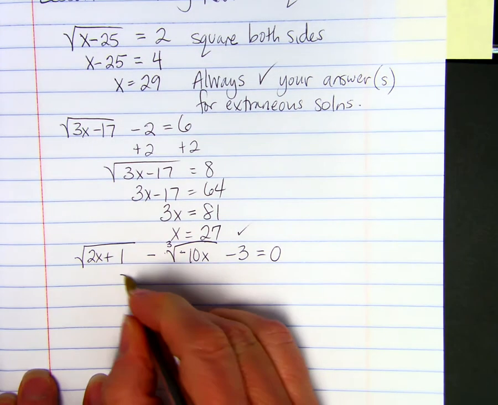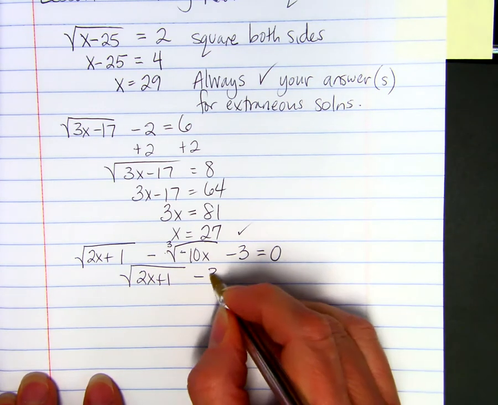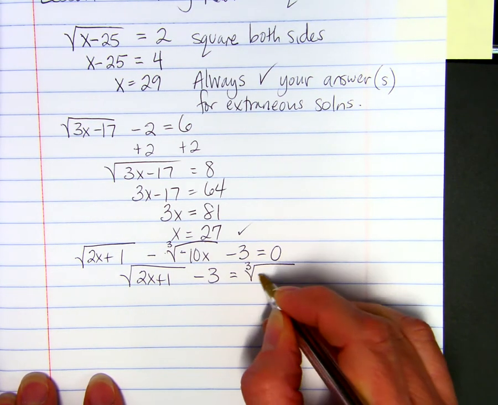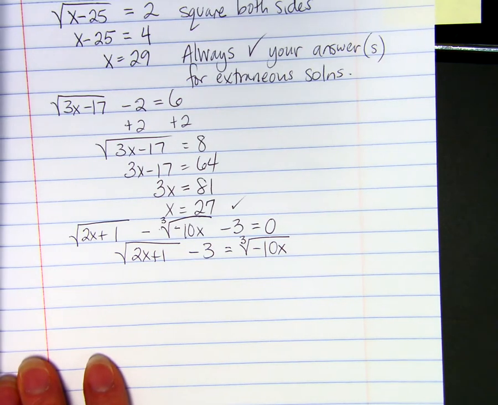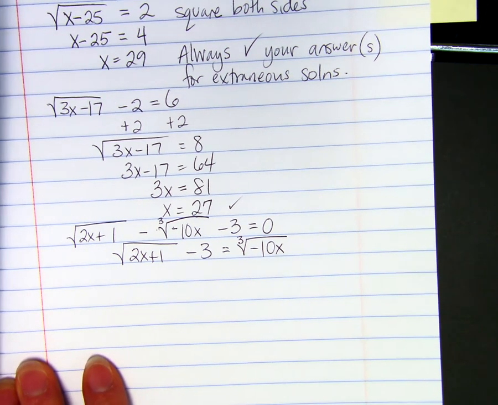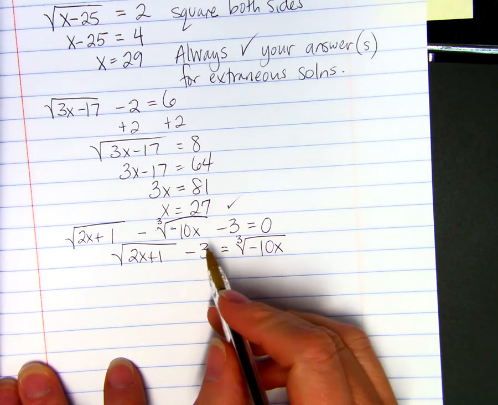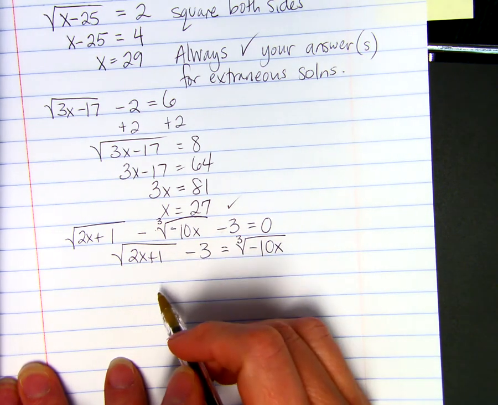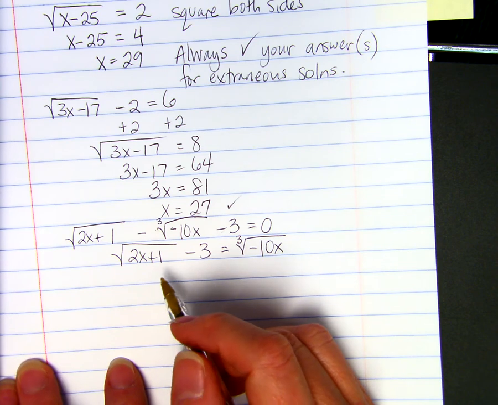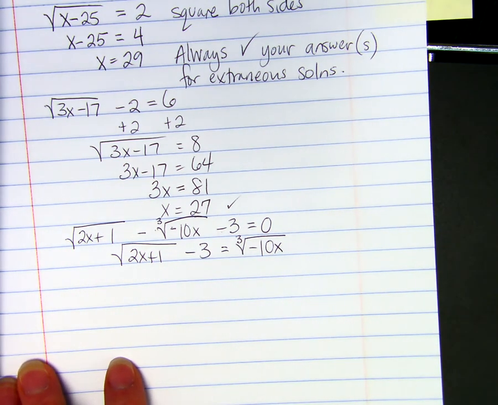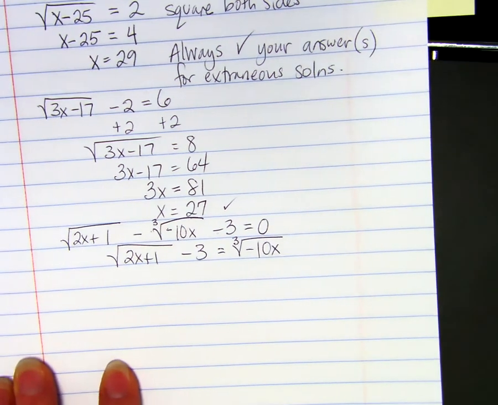I added this to this side, so I got the square root minus 3 equals the cubed root of negative 10x. Then do you square the whole thing and then raise the whole thing to the first power? I don't know. I'm so confused. Okay, no, wait. I think if you raise this to the 6th power, you need to times the whole thing by the conjugate. Wait, it's called the conjugate.